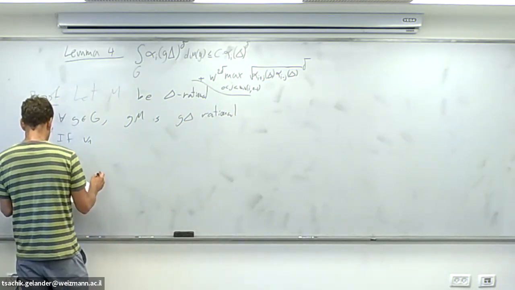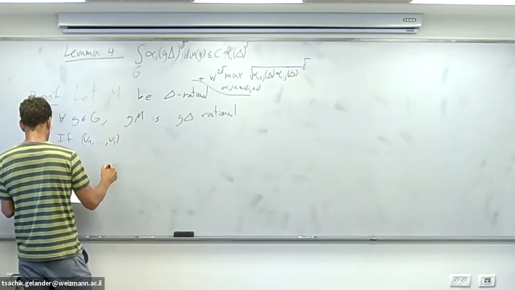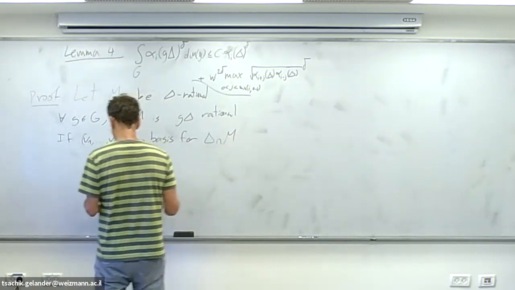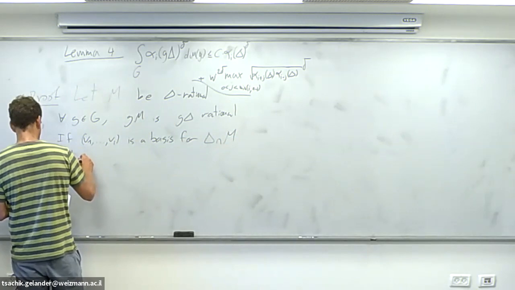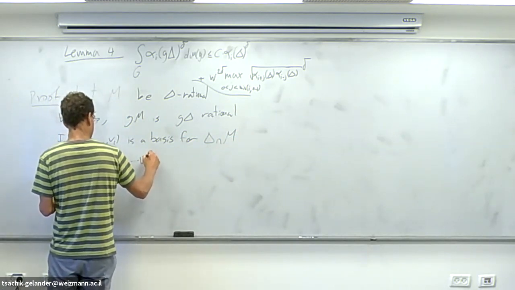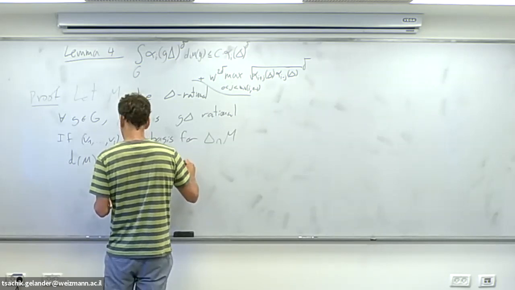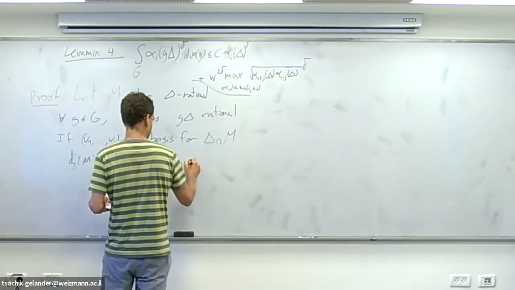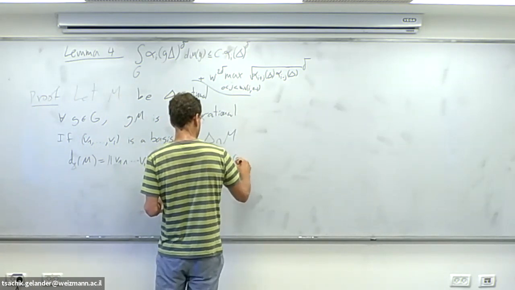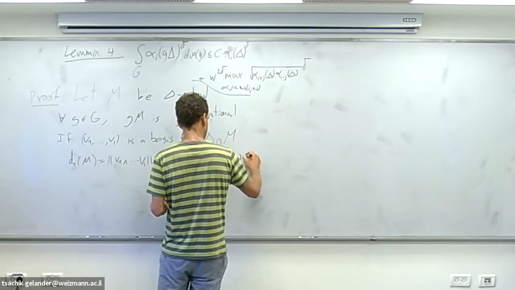If v1 up to vn, or vi, is a basis for delta, then you see that the d of M, which is the co-volume, is just the norm of v1 wedge up to vr. And the d with respect to g delta of gM is the norm of gv1 wedge up to gvr.